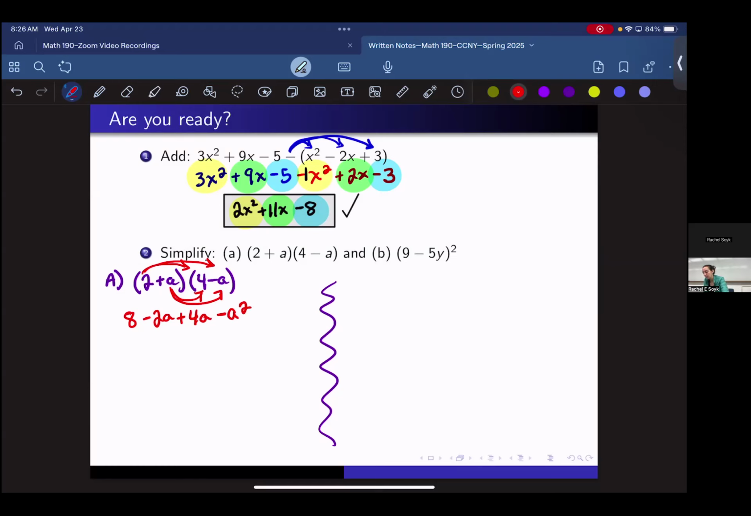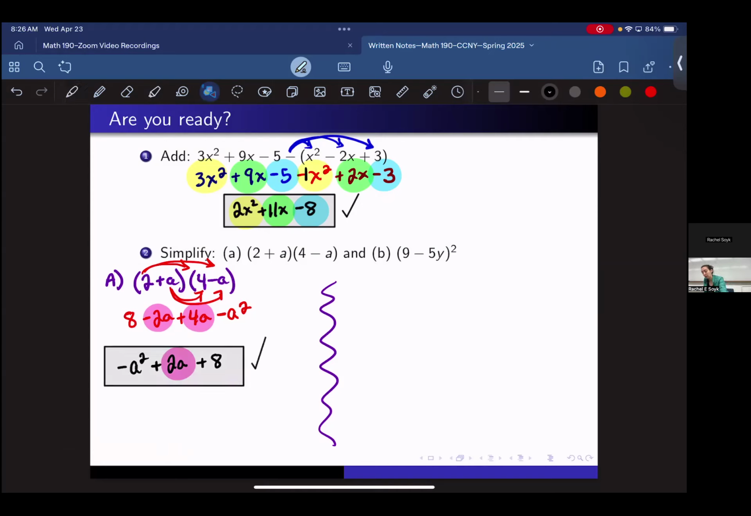And then let's combine some like terms. Those middle terms we can add together. Negative 2a plus 4a just gives you a positive 2a. And then let's put it into descending order. So we're going to bring that negative a squared to the front, and then we'll move that constant to the back. So your final result in expanded form is negative a squared plus 2a plus 8. And we're done.